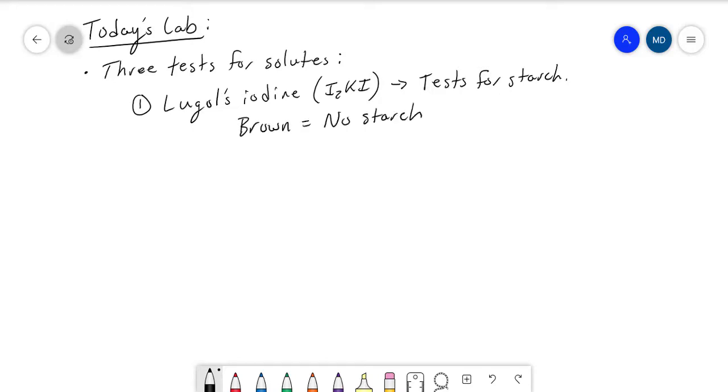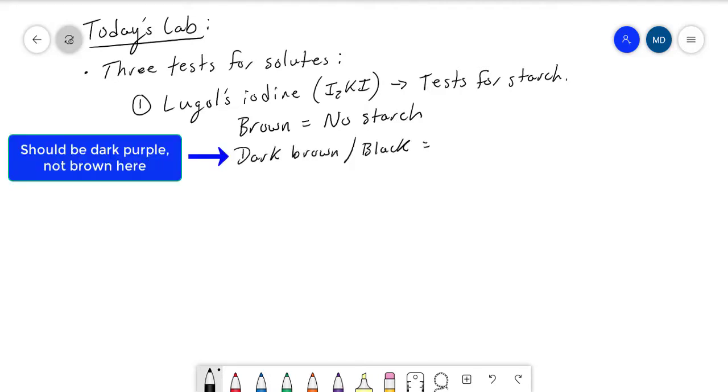So you should write that down. A negative Lugol's test for starch appears brown or light brown. If Lugol's is placed into a solution that contains starch, the solution will turn a dark purple color or maybe even a black color. Our second test is called a Biuret's test.